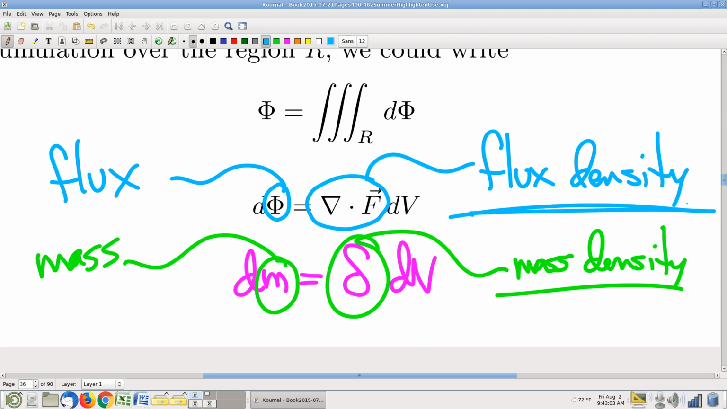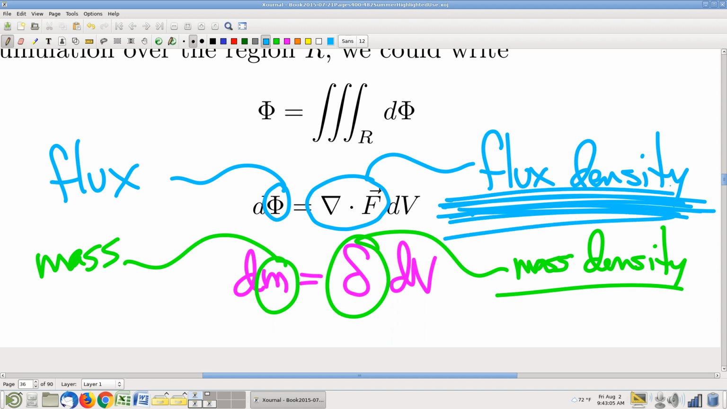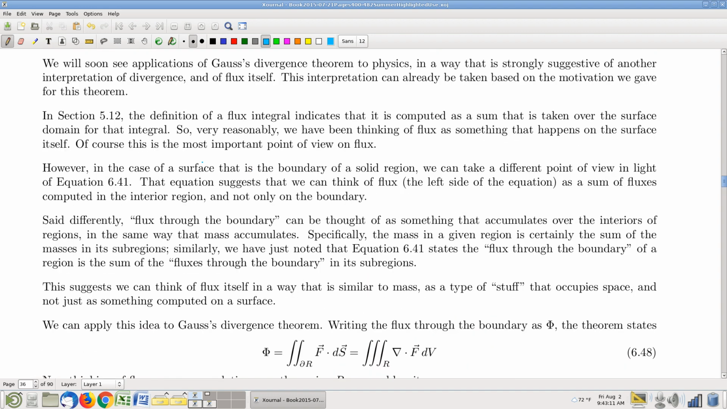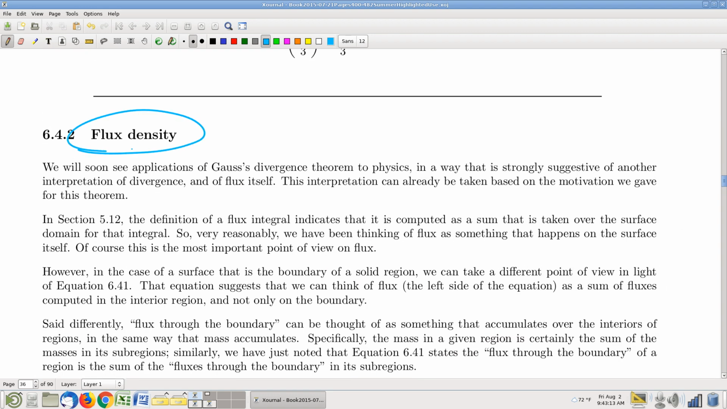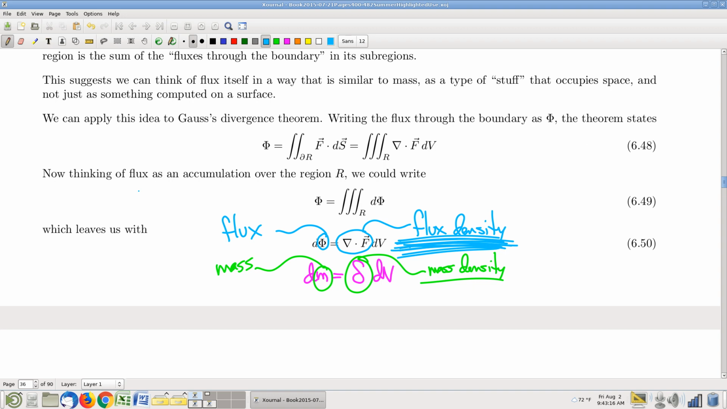Now, this term, flux density, I did not make this up. This is a very standard term. You'll notice here the title of this subsection, flux density. In my physics classes, again in that past life, I believe I heard the term flux density probably on the order of as often as I heard the term divergence, because that's what it is. And when you're computing divergence in a physics class, what you're going to do with the divergence is you're going to interpret it as a density and take a triple integral of it, just like this.